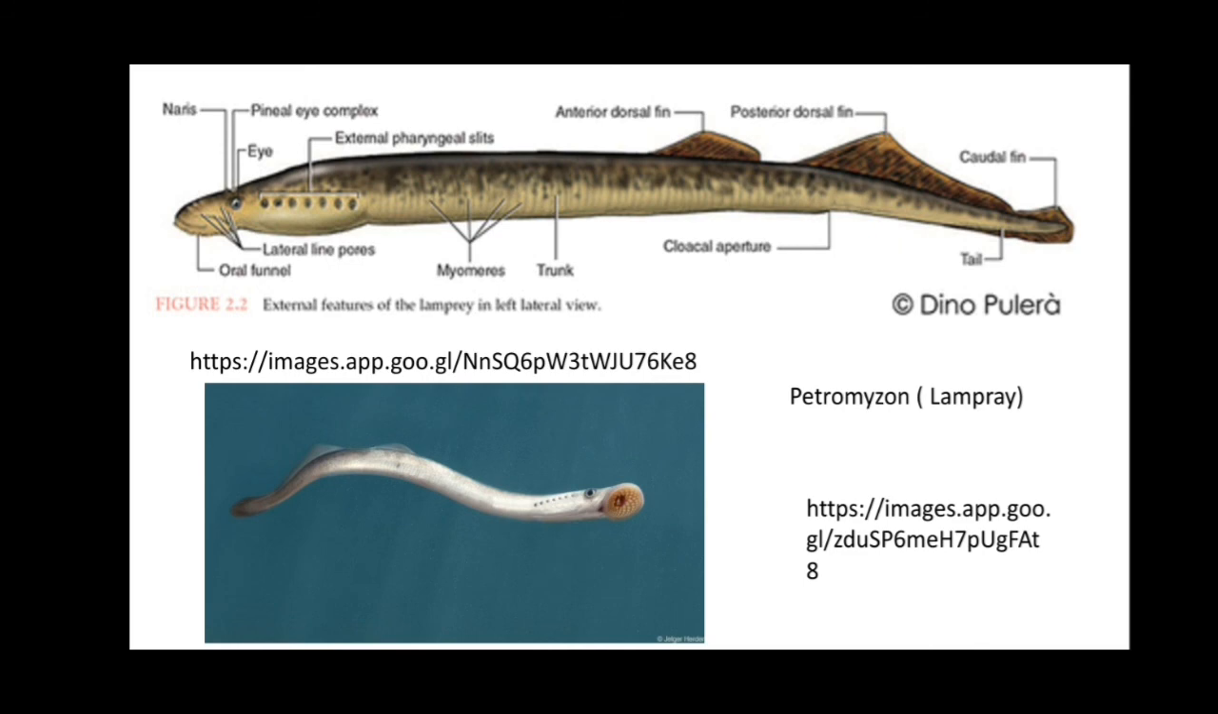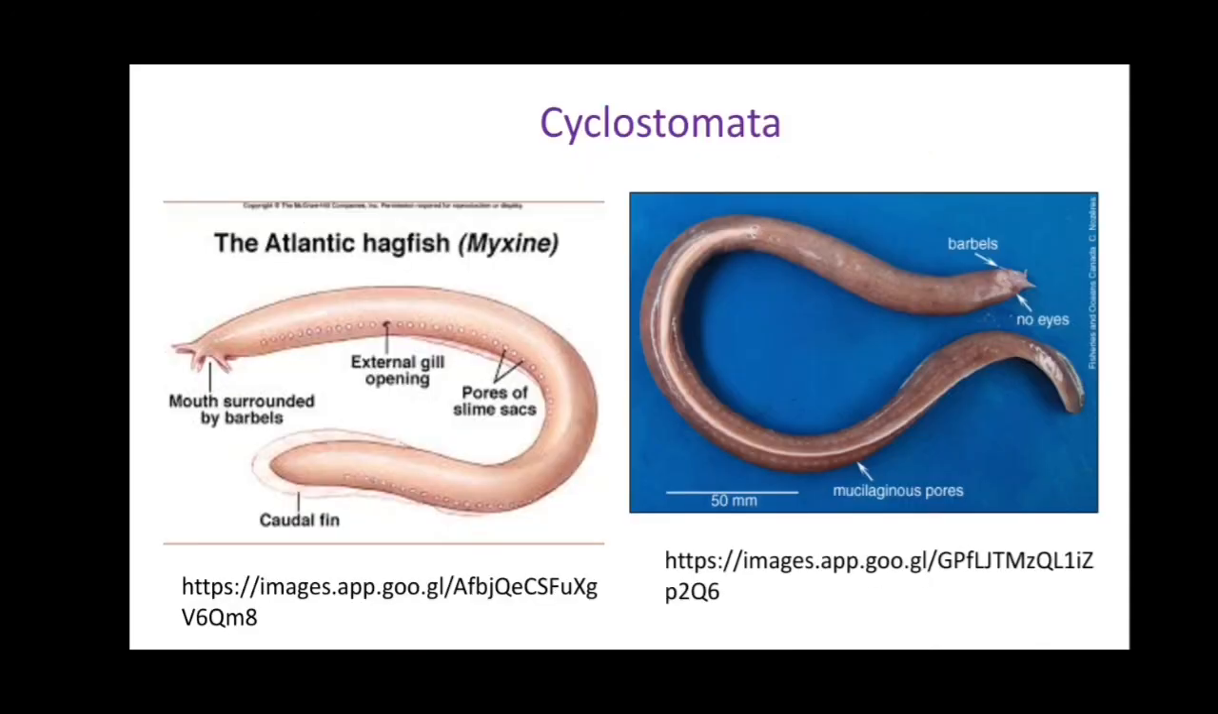Here you can see in this diagram, Petromyzon, the body is eel-like, and the caudal fin is there. Again in the second diagram, you can see the suctorial or rounded mouth. In the Cyclostomata, another example is Myxine, the Atlantic hagfish. The suctorial mouth is there, and the mouth shows the barbs. Again, the caudal fin is present.